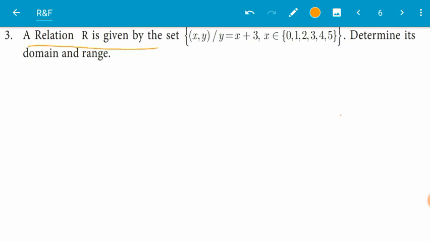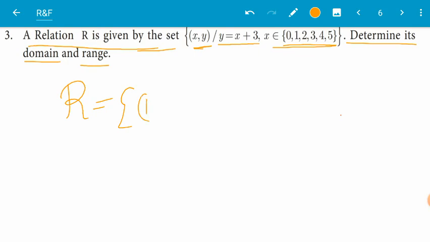A relation R is given by the set of x comma y, where y is equal to x plus 3, x given. Determine the domain and range. First we have to find R. So x is given as 0, 1, 2, 3, 4, 5. I am taking x as 1, then y is x plus 3, so 1 plus 3 is 4. Sorry, first you have to take 0. X is 0, you can take first. 0 plus 3 is 3.